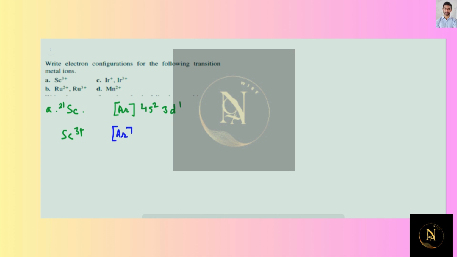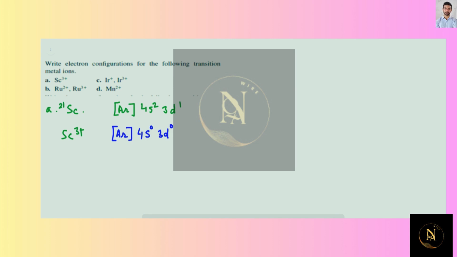When you are removing the electron, first you have to remove electron from the 4s orbital, then from the 3d orbital. This is 3 plus, that means 3 electrons you have to remove from the outer orbital. So first you are removing from the 4s orbital, that will be 0, and after that from the 3d, that is again 0. So this should be the outer electronic configuration. It should be like argon in case of Sc3+.